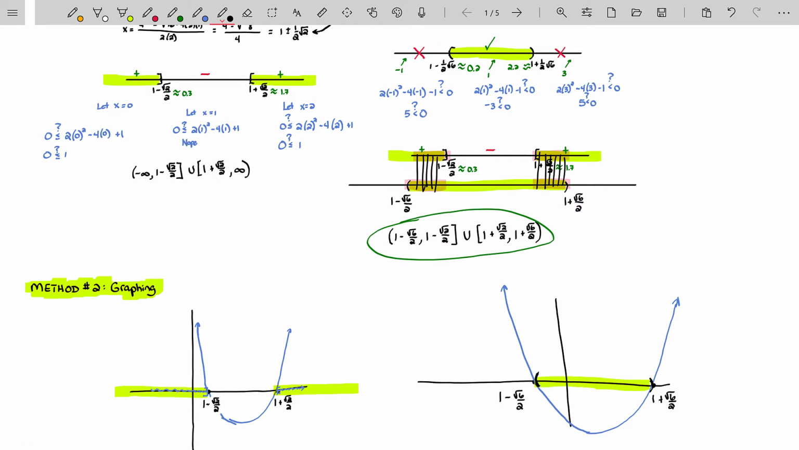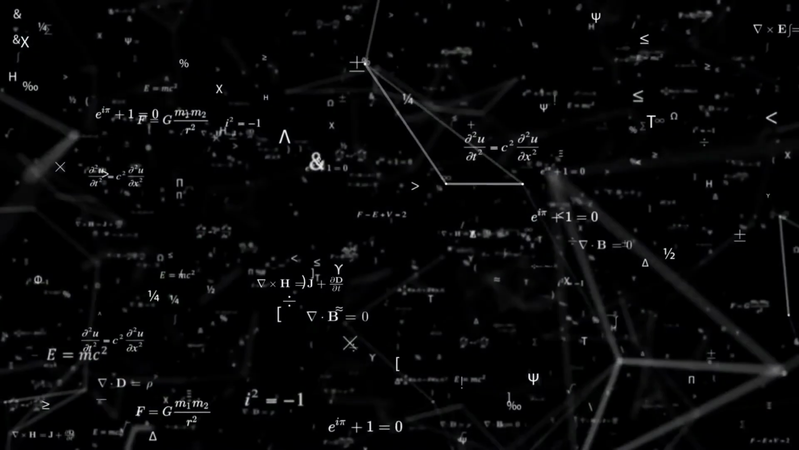The graphing method is a really good method to use when solving quadratic inequalities and actually rational inequalities, which will be the next video. I hope this sparked some creativity for you. I hope this reminded you how to solve inequalities, nonlinear inequalities, and I'll see you in the next video to solve a rational inequality.